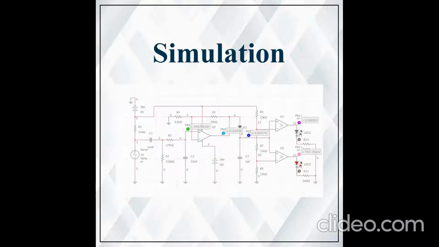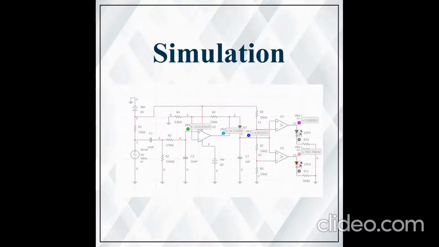Okay. So, the AC source is coupled to the non-inverting terminal of the operational amplifier through coupling capacitor C1. The inverting terminal of the operational amplifier is connected to ground through resistor R4. In this circuit, diode D1 acts as an envelope detector. Voltage at point 8 is applied to the non-inverting terminals of comparators U1 and U2. The inverting terminals of the comparators are connected to a reference voltage.